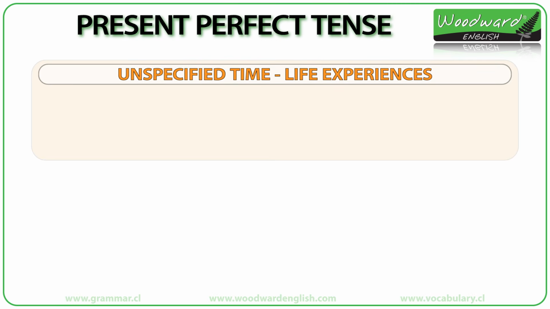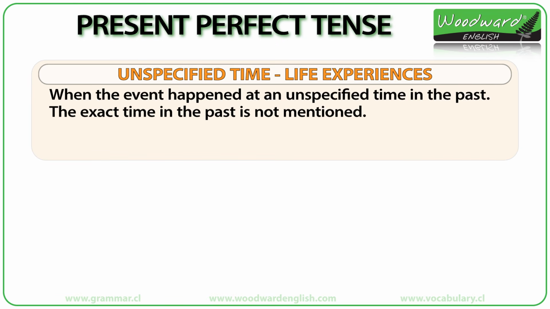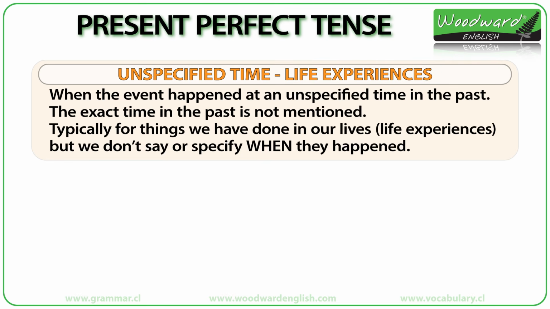Unspecified time, life experiences. The present perfect tense is used when the event happened at an unspecified time in the past. We don't say or specify when something happened. The time in the past is not mentioned. This is typically for things we have done in our lives, life experiences, but without saying exactly when they happened.